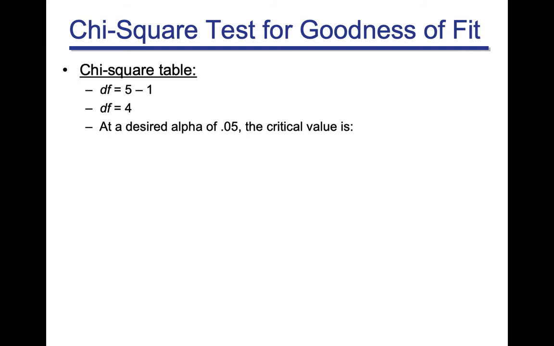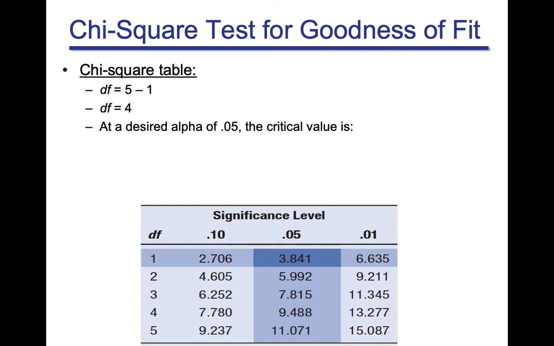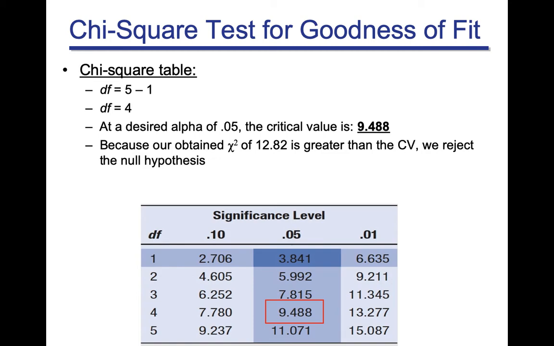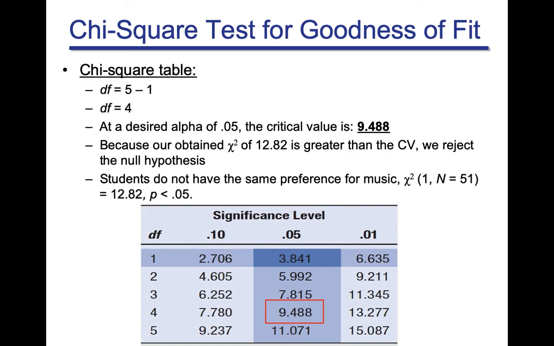Okay, in order to come up with our critical value, we have to determine degrees of freedom. Degrees of freedom are 4 in this case because we had 5 different levels of that categorical variable, or 5 different categories. So at a desired alpha of 0.05, our critical value is 9.488. Because our obtained chi-square of 12.82 is greater than the critical value, we're going to reject the null hypothesis.